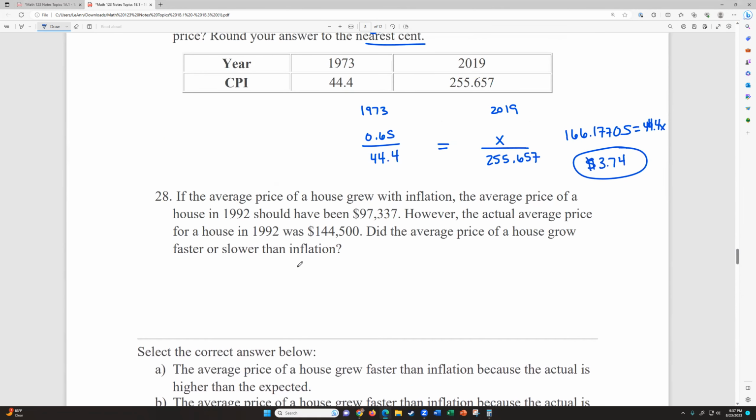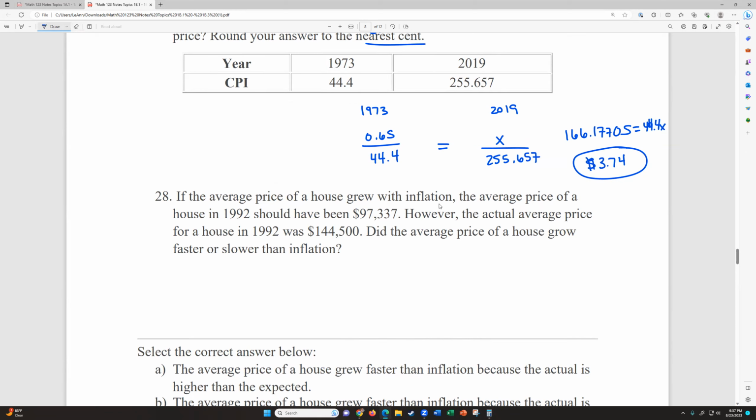We're going to be looking at some scaling things. So if the average price of a house grew with inflation, the average price of a house in 1992 should have been $97,337. However, the actual average price for a house in 1992 was $144,500.